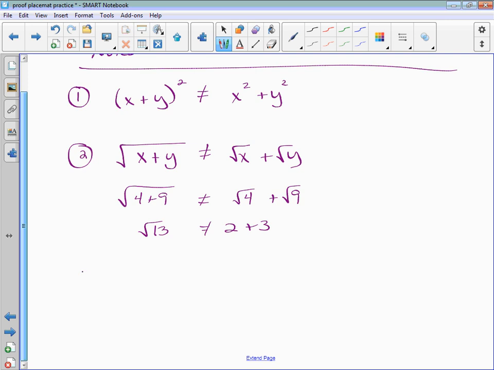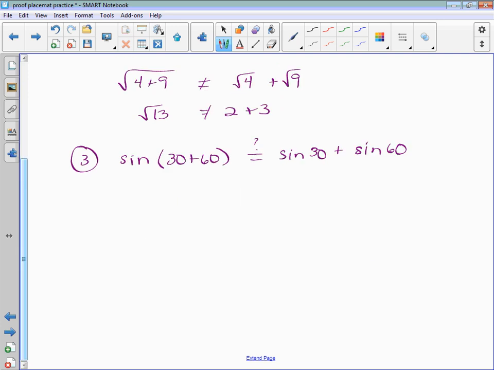So, let's think about the sine. Does that equal the sine of 30 plus the sine of 60? Probably not. Going along with our trend here, right? There's a pattern. So let's think about it. 30 plus 60, that's 90, right? What is the sine of 90? 1, good. And this is definitely not 1, right?